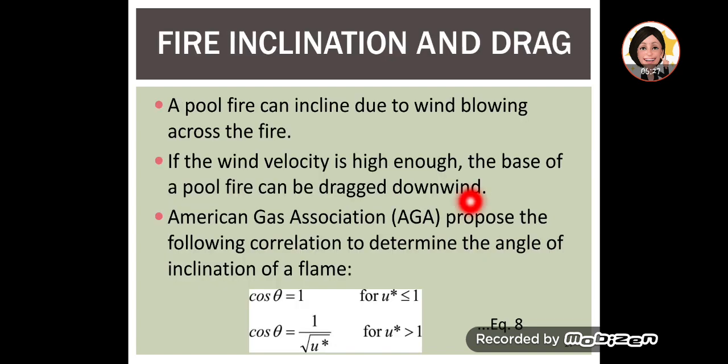Then we have fire inclination and drag. As we saw in the picture just now, the fire was inclined towards the left direction. This happens due to wind blowing across the fire. If the velocity of the wind is high enough, the base of the pool can also be dragged downwind. Okay, so we don't want that to happen. We can also calculate that based on the atmospheric condition. So this is the equation to determine the angle of inclination of a flame.